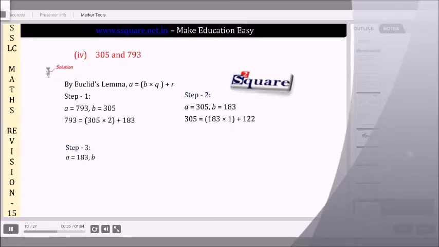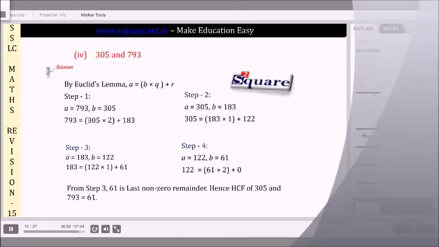Step 3, a is equal to 183 and b is equal to 122. 183 is equal to 122 into 1 plus 61. Step 4, a is equal to 122 and b is equal to 61. So 122 is equal to 61 into 2 plus 0. So from step 3, 61 is the last non-zero remainder. Hence HCF of 305 and 793 is 61.